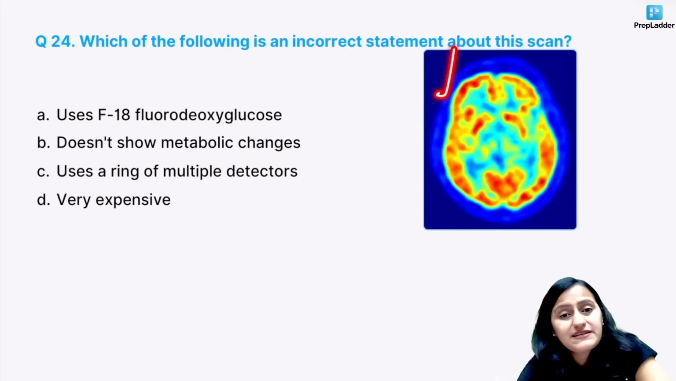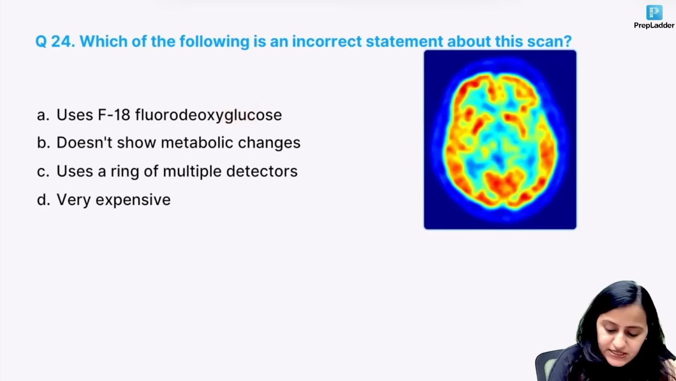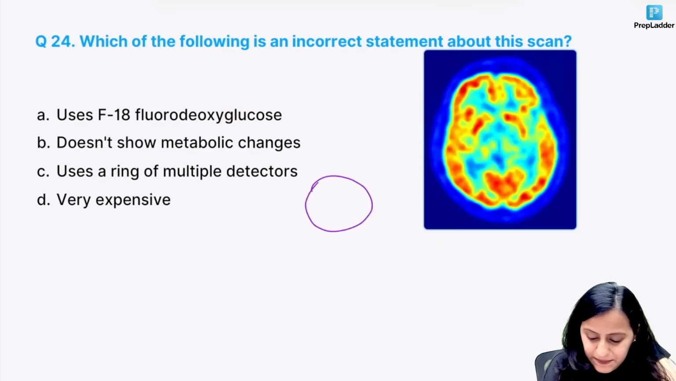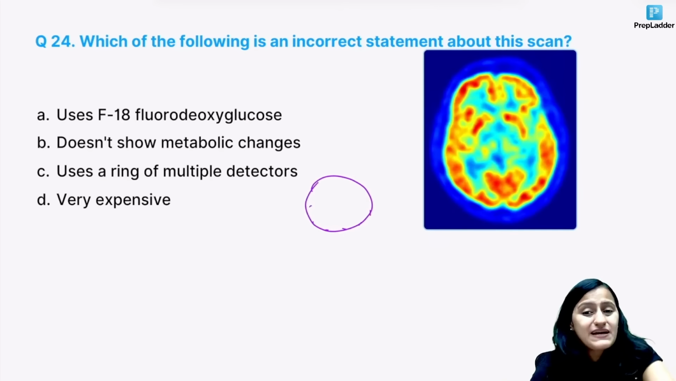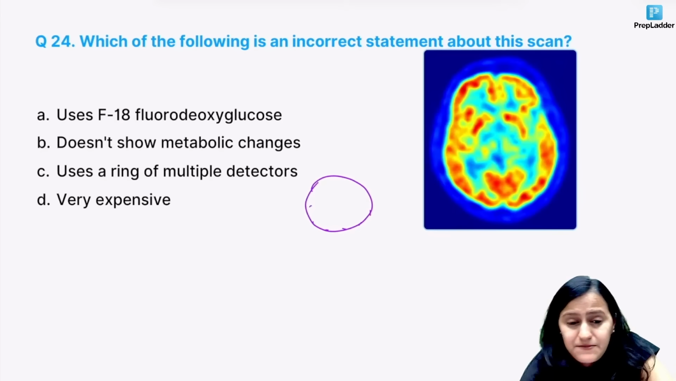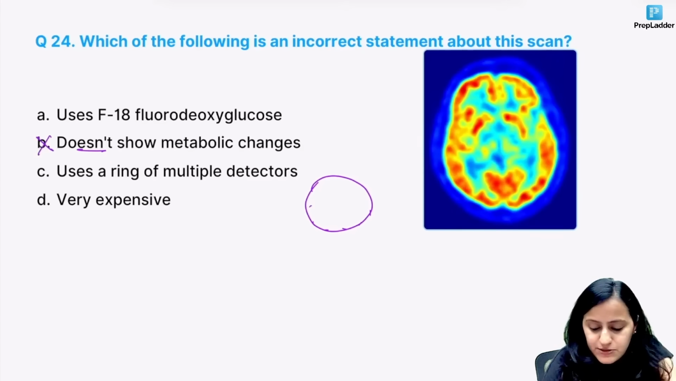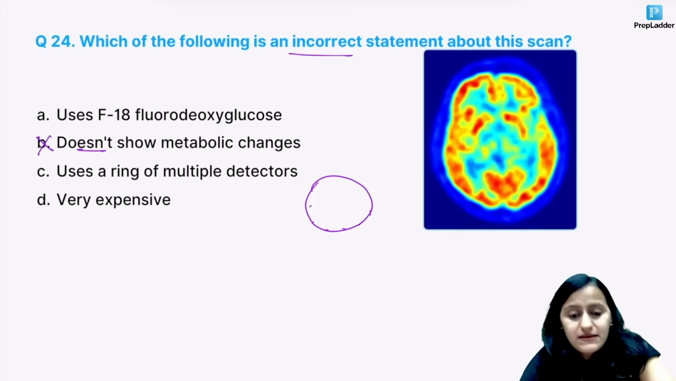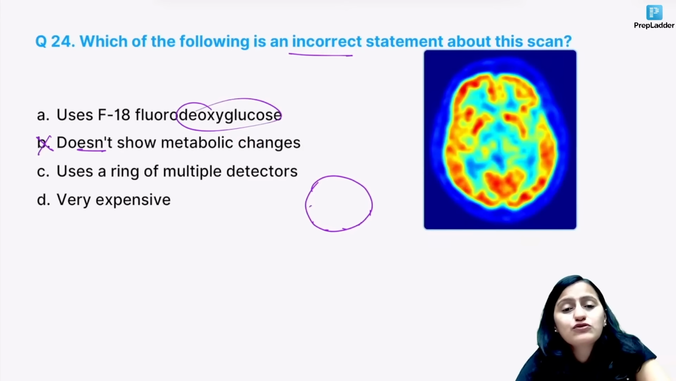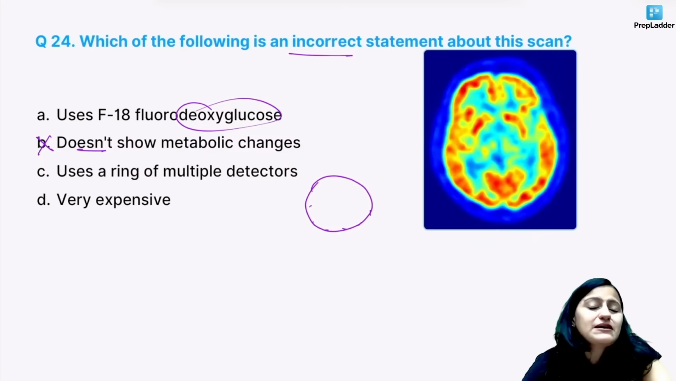Okay, so this is PET scan. Uses FDG. Uses a ring of multiple detectors. That is what you have in PET. PET scan looks like a CT scan. Yes, it is expensive. It doesn't show metabolic changes is what is incorrect. PET, because it is using deoxyglucose. So that is what it is showing, the metabolism.